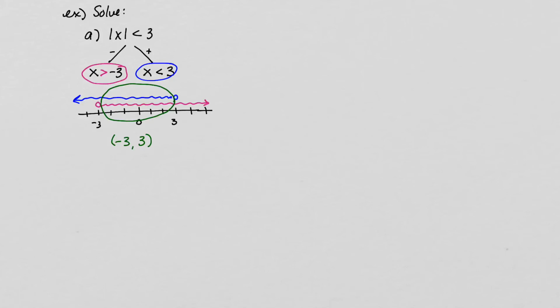So let's try another one here. So maybe we have the absolute value of x greater than or equal to 11. So again, I'm going to split it. I have the negative and the positive. So one case, it's going to look exactly the same: x is greater than or equal to 11. The other case, we're going to have the x, but then remember we have to flip that sign. So it's going to become less than or equal to -11.